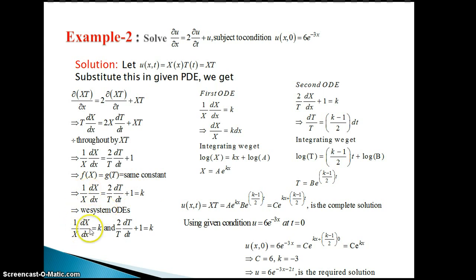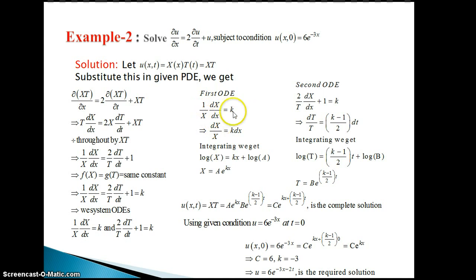So we get 1 by X dX/dx is equal to k as one ODE, and 2 by T dT/dt plus 1 is equal to k as the second ODE. You take these ODEs separately and solve them individually, then substitute back in u, and we will get the required solution. So I'll take each one. The first one is 1 by X dX/dx is equal to k.